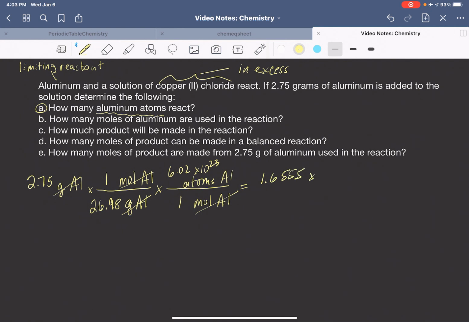So that's 1.6555 times 10 to the 24th, and then you can see this right here. That still has not canceled out, right? So that means we have to bring it over. So that's atoms of aluminum. And then on the bottom we have 1 times 26.98, so that's still 26.98. Now we simply reduce this fraction, so we're going to divide that answer by 26.98, and that gives us 6.13602. There's a bunch of numbers, right?